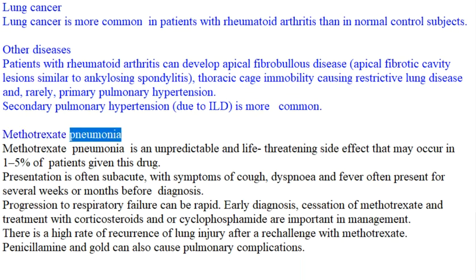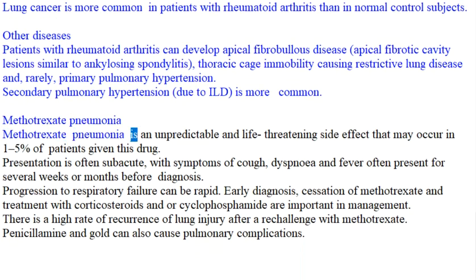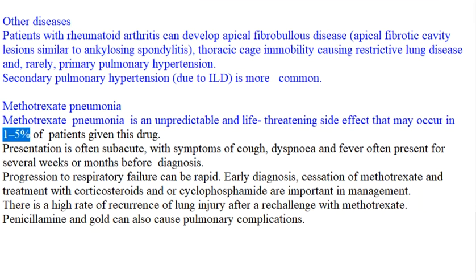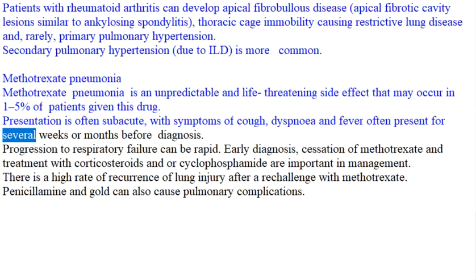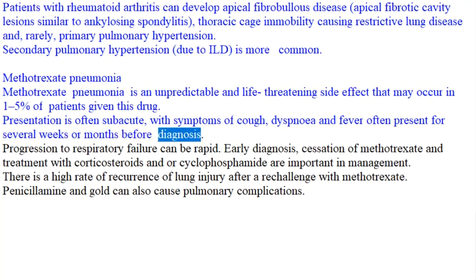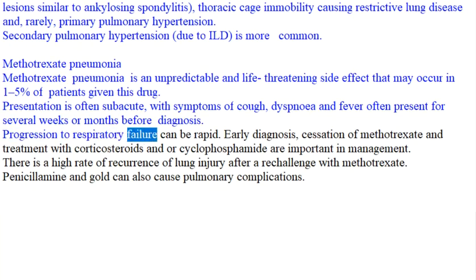Methotrexate pneumonia. Methotrexate pneumonia is an unpredictable and life-threatening side effect that may occur in 1 to 5% of patients given this drug. Presentation is often subacute, with symptoms of cough, dyspnea, and fever often present for several weeks or months before diagnosis. Progression to respiratory failure can be rapid.